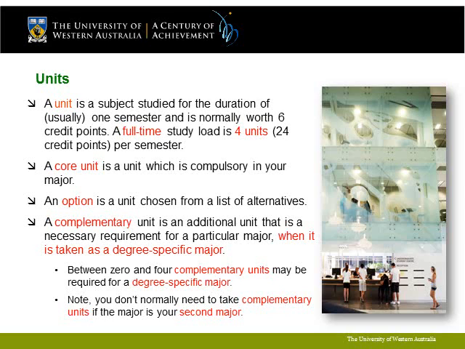A core unit is a unit which is compulsory in your major. An option is a unit chosen from a range of alternatives within your major. A complementary unit is an additional unit that is a necessary requirement for a particular major when it is taken as a degree-specific major. Up to 4 complementary units may be required for a degree-specific major. Note, you don't normally need to take complementary units if the major is your second major.